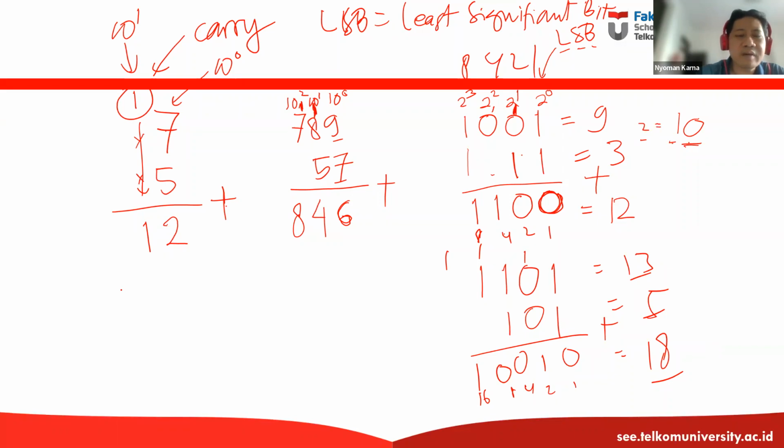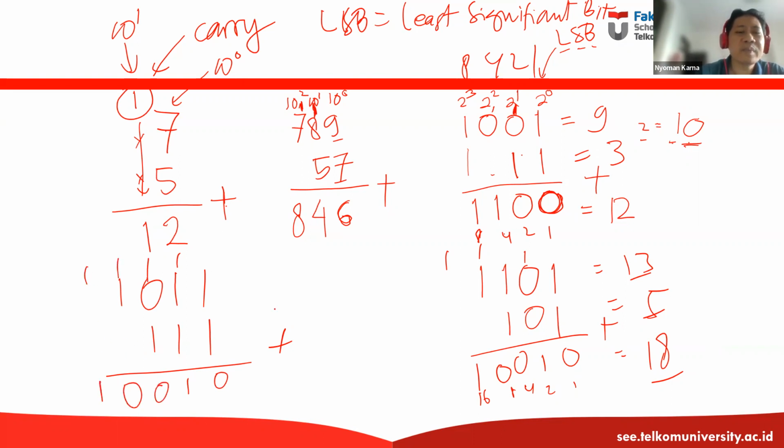Now let's take another example. Let's say I have 1, 0, 1, 1, and I'm going to add this number with 1, 1, 1. Okay, 1 plus 1 is 1, 0. 1 plus 1 plus 1 is 1, 1. 1 plus 1 is 1, 0. 1 plus 1 is 1, 0, 1. And this is what? 11. This one is 7. And this one is 18.